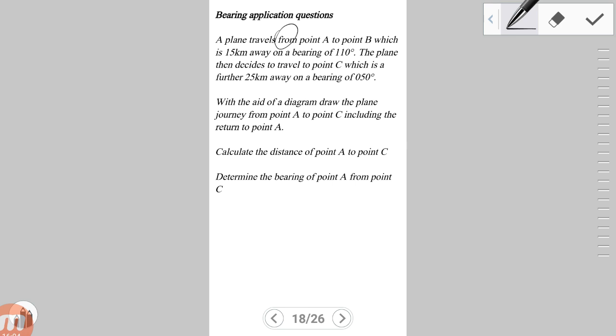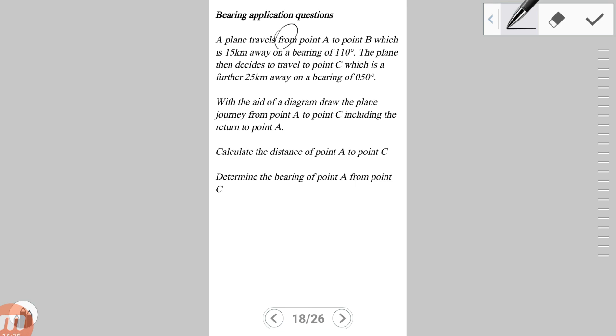All right, so a plane travels from point A to point B, which is 15 kilometers away on a bearing of 110 degrees. So what I like to do, guys, is that rather than reading the entire question at the same time, I tend to always read the question in parts and then I start to construct that aspect of the diagram related to that piece of information.